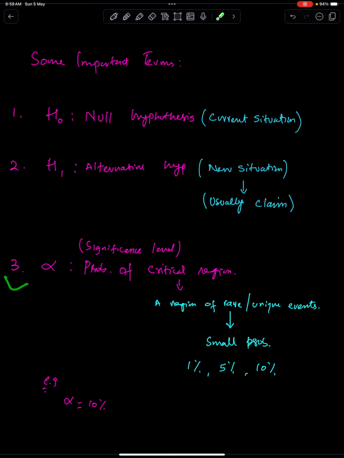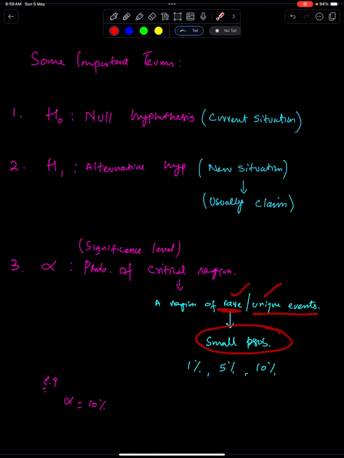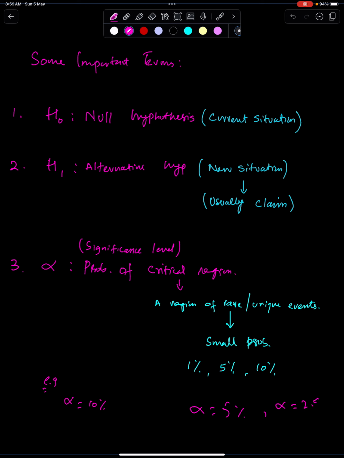The next important term is alpha, which is known as the significance level, and it is the probability of critical region. Critical region means the region of rare or unique events. We all know rare and unique means small probabilities. For example, 1%, 5%, 10%, etc. Maybe alpha is 10%, maybe alpha is 5%, or maybe alpha is 2.5%. It's usually given in questions.